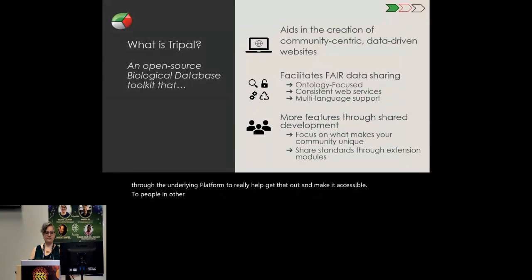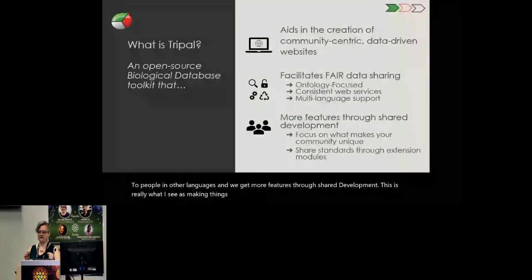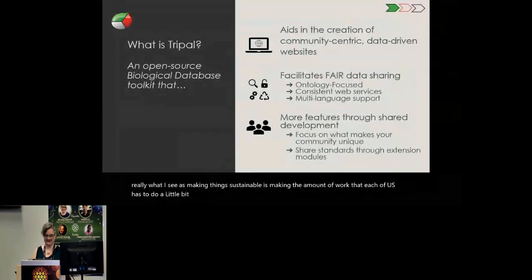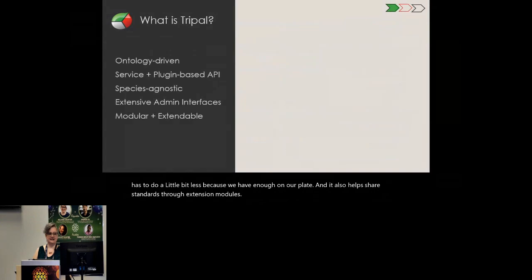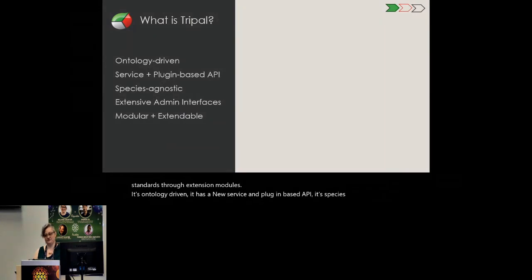And we get more features through shared development. This is really what I see as making things sustainable: making the amount of work that each of us has to do a little bit less because we have enough on our plate. And it also helps share standards through extension modules. It's ontology driven. It has a new service and plugin based API. It's species agnostic, and we've actually proven this with multiple species across many kingdoms using this tool already.